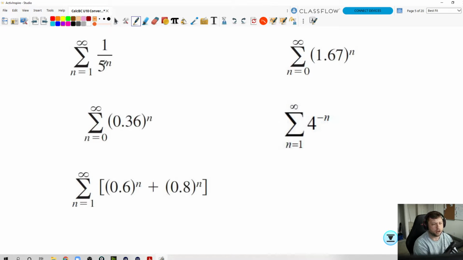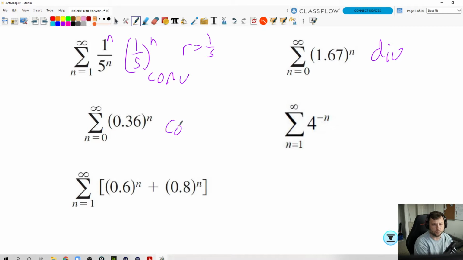First problem right here. Your r is not necessarily this base right here, because we treat this as 1 to the n over 5 to the n. So that'd be 1/5 to the n power. My r in this case is 1/5, so we're going to converge. 1.67, that's bigger than 1. We're going to diverge. 0.36, that's between -1 and 1, so we're going to converge here.